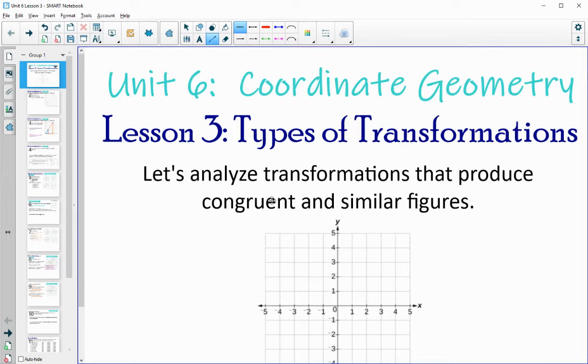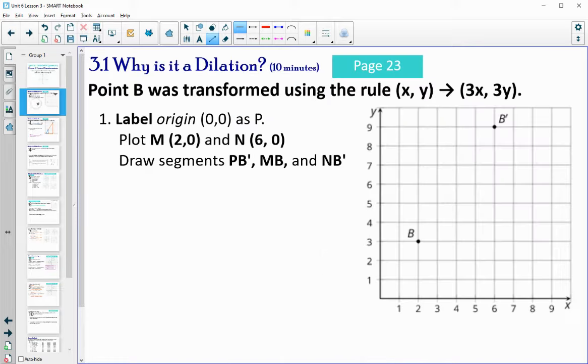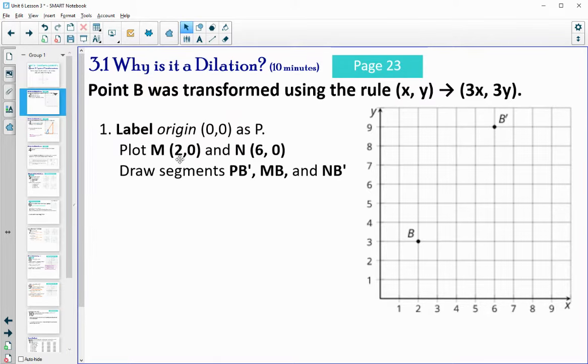In lesson 3, we're going to be looking at different types of transformations, ones that produce congruent figures and ones that produce similar figures. So go ahead, take a look on page 23. The first thing you want to do is label the origin as point P, plot points M and N, and then connect the segments that they ask for. So go ahead and do that. Then come back to the video.